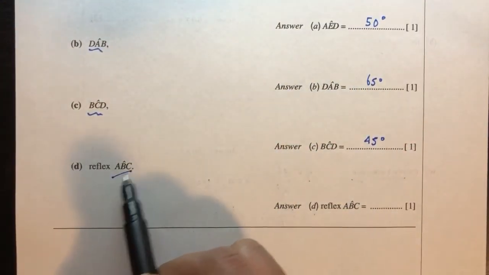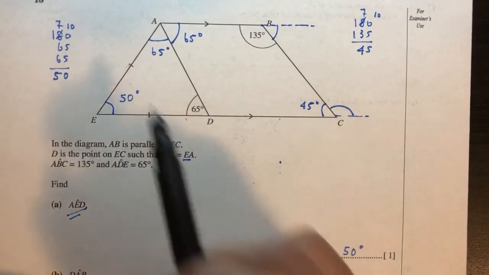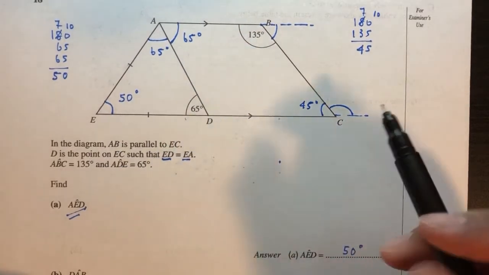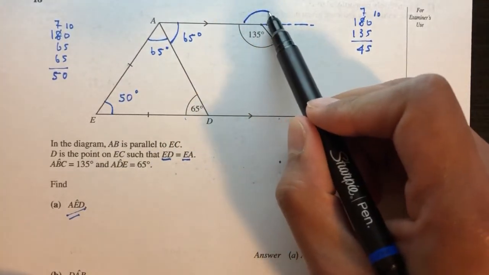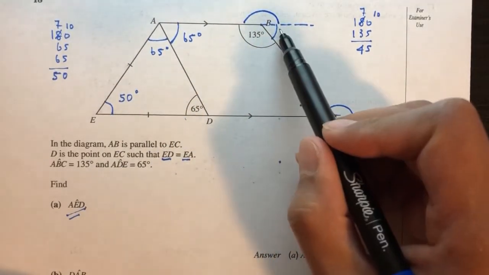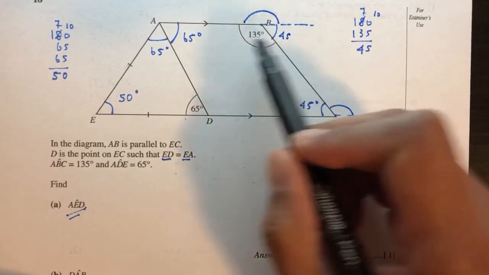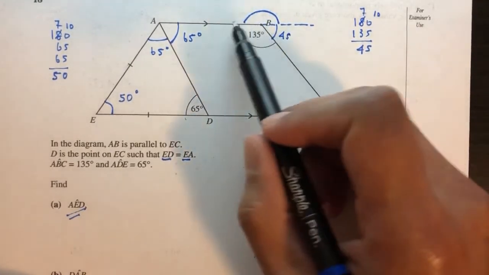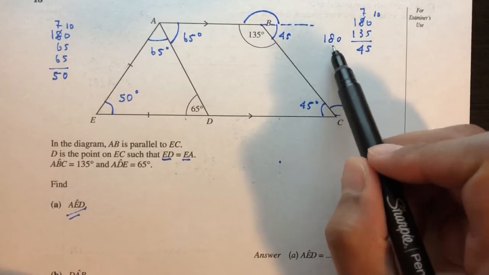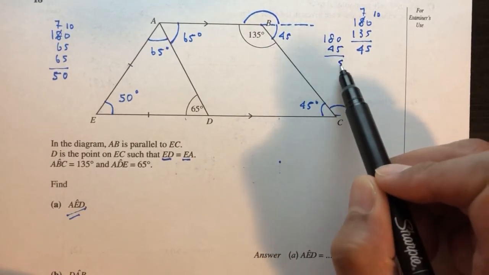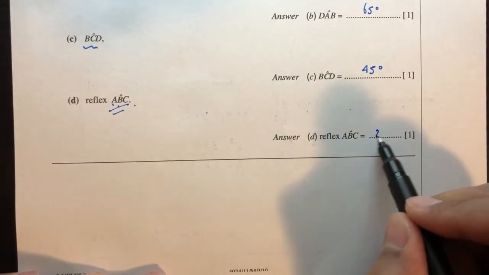Last one, reflex ABC. ABC, find this angle, reflex. So since you know this already, this is 45 and this is 180. So what is this? It will be 180 plus 45, 225 will be the answer.